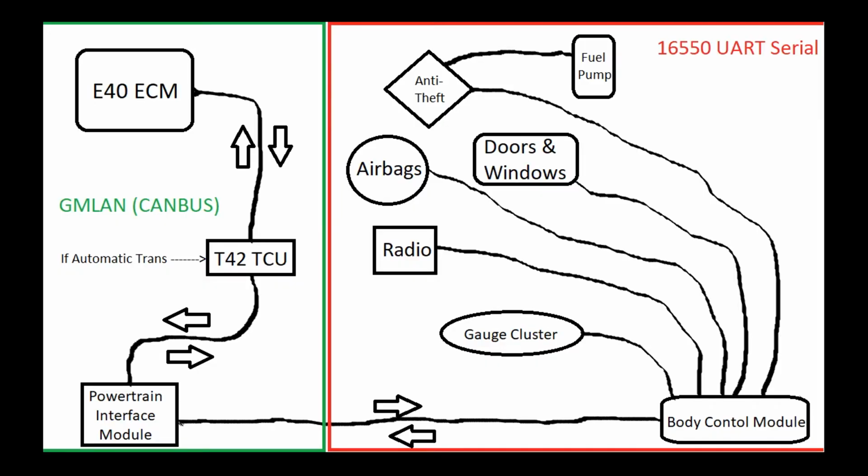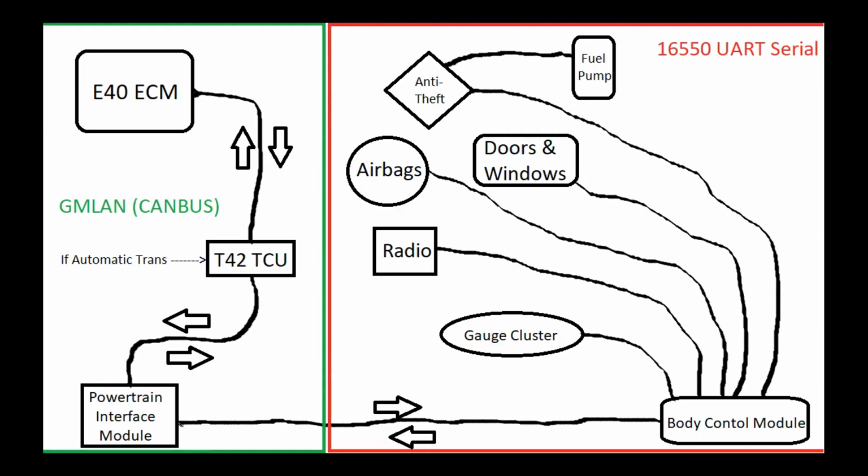So what you're looking at here is a diagram of how everything works and talks to each other in the GTO. Now I'm going to start at the top left here. If you'll notice, I've got a green square and a red square in this diagram. On the left-hand side in the green is everything that speaks on the CAN bus language, or what GM calls GM LAN. The engine control module will talk to the transmission control module if you have an automatic transmission. If you don't, then you don't have a TCU.